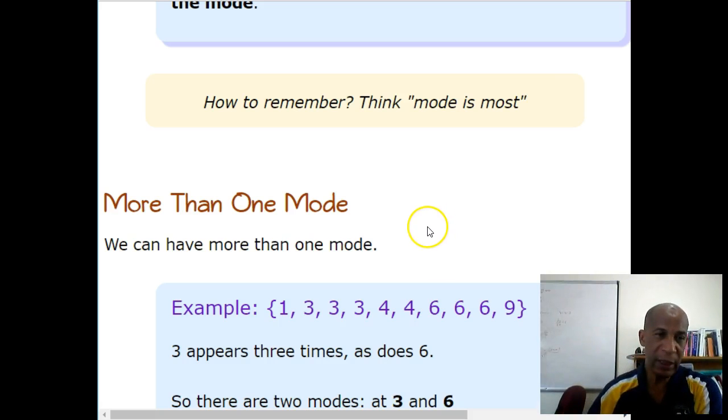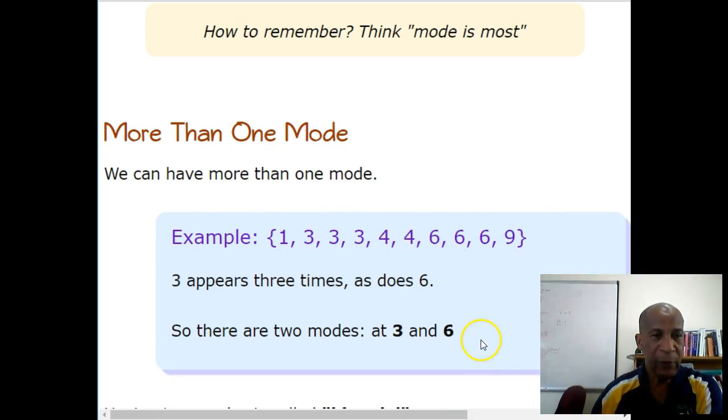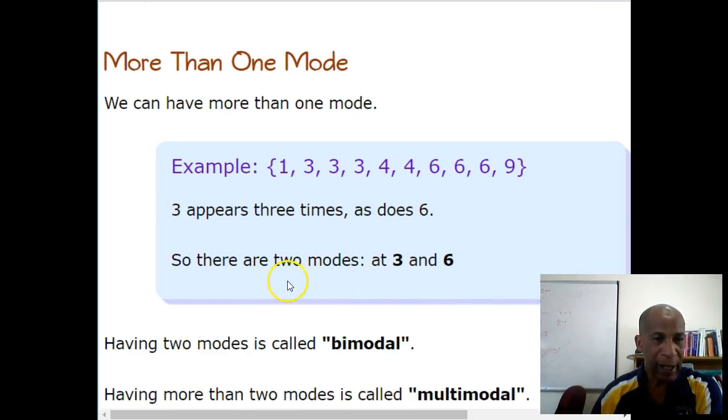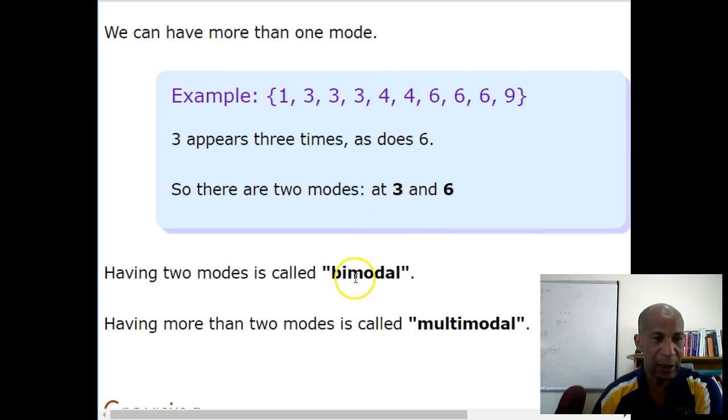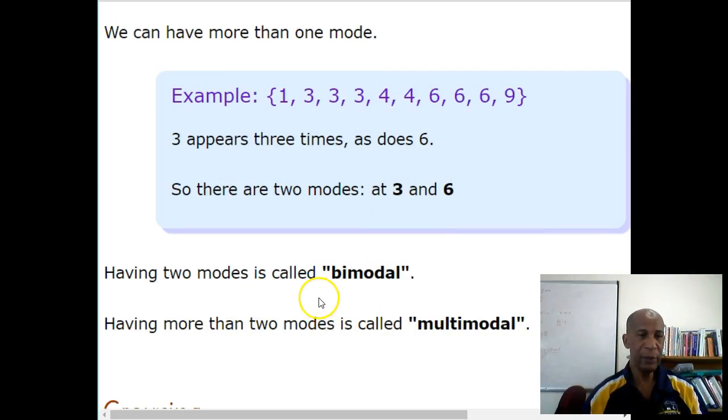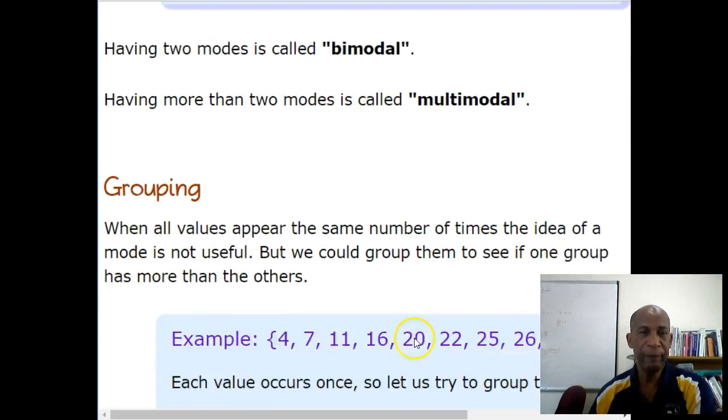Sometimes you would say it's unimodal, but we can have more than one mode. For example, in the set 1, 3, 3, 4, 4, 6, 6, 6, and 9, 3 appears 3 times and 6 appears 3 times. So we say this is bimodal. That means there are 2 modes. They are 3 and 6. Having 2 modes is called bimodal. Having more than 2 modes is called multimodal.